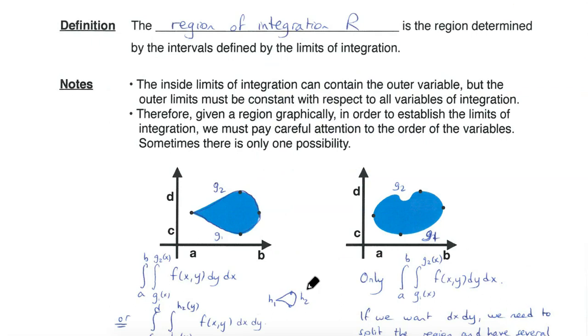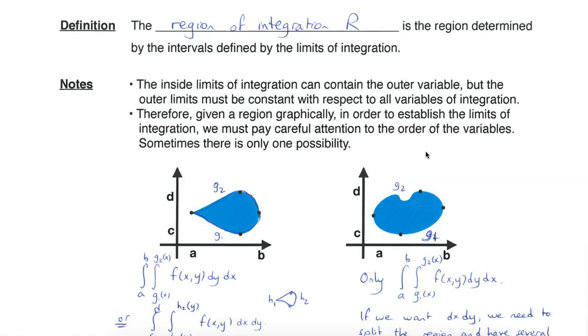If we have a single integral, we always integrate on an interval from a to b. When we have a double integral, like in the example before, we are actually integrating over a region. The region of integration R is the region determined by the intervals defined by the limits of integration.